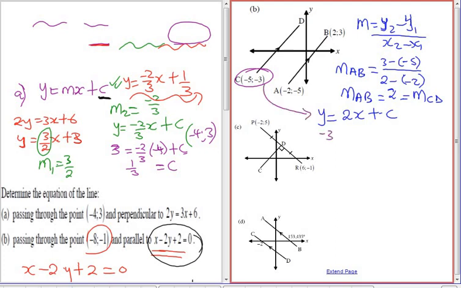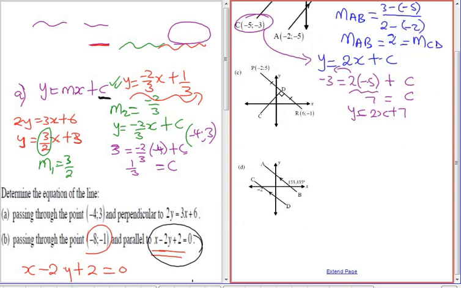I'm going to say minus 3, and in place of x, as you can see, I'm putting negative 5. And it should be simple to say negative 3. This is negative 10, right? It's negative 10 here. So when you take it to the other side, it should be negative 3 plus 10, which will be 7. So our equation will be 2x plus 7. I'm sure you got that one right. Good. Let's go to the second one.